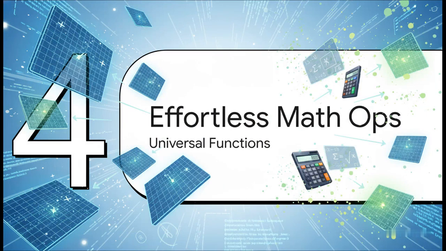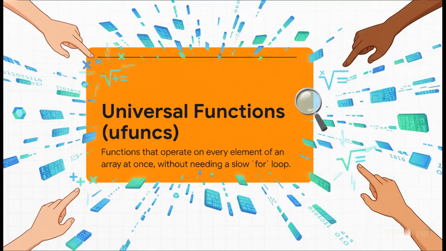Okay, so we've learned how to grab our data with some serious precision. Now let's get to the real payoff. This is why we're all here. Let's see how ridiculously easy it is to do math on everything all at once. The official name for these are universal functions, or ufuncs for short. And their superpower is that they can take an operation, like adding, multiplying, whatever, and apply it to every single number in your array at the same time. No loops needed. This is the secret sauce behind NumPy's incredible speed.